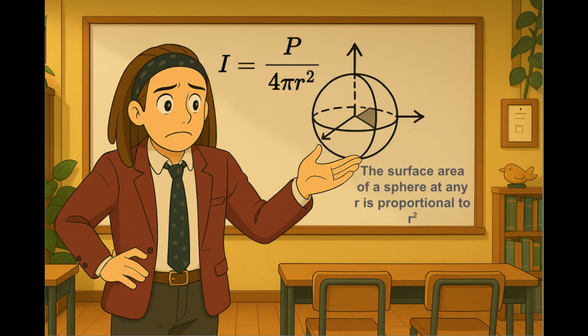Imagine our barking dog as a tiny point source at the very center. The sound energy spreads out equally in all directions, forming an expanding sphere. We are interested in the sound intensity at a point 5 meters away from the dog, which would be on the surface of this imaginary sphere.